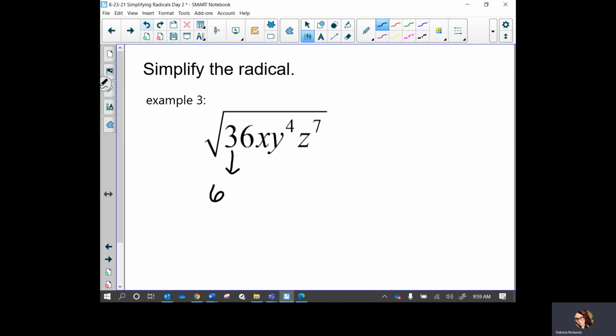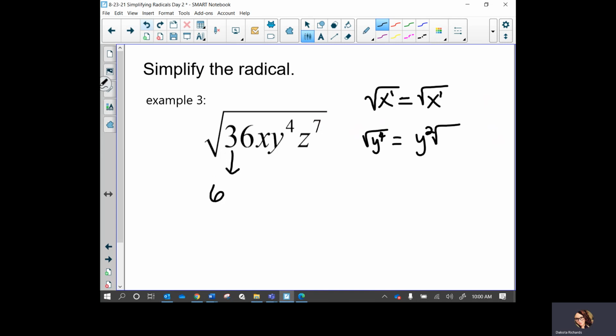And then we have x, y to the 4th, z to the 7th. So square root of x is just going to stay square root of x. It has no buddies, it has no pairs. There's technically an exponent of a 1. So you have to have 2 to make a pair. It doesn't, so it stays square root of x. Square root of y to the 4th. Divide that 4 by 2, and you get y squared.